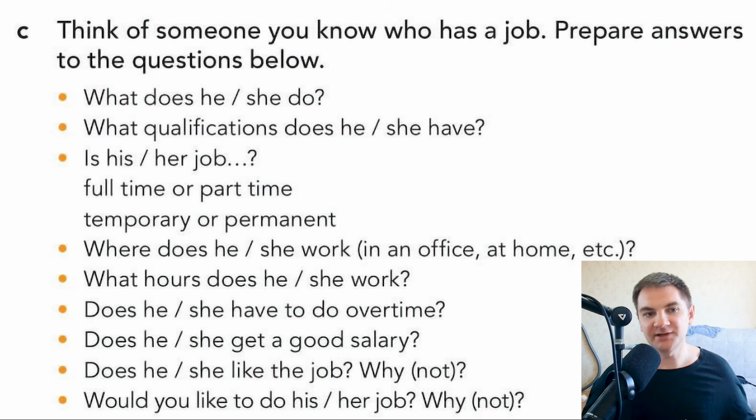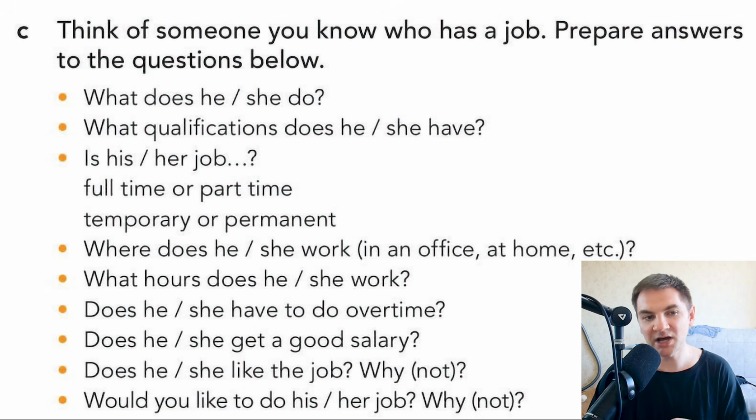Speaking activity: talking about someone's job. Now it's time to use all the vocabulary you've learned in a speaking activity. Think about someone you know who has a job. It could be a family member, a friend, neighbor, or even a colleague. Choose someone whose work you know at least a little about. Get ready to answer these questions about that person's job.